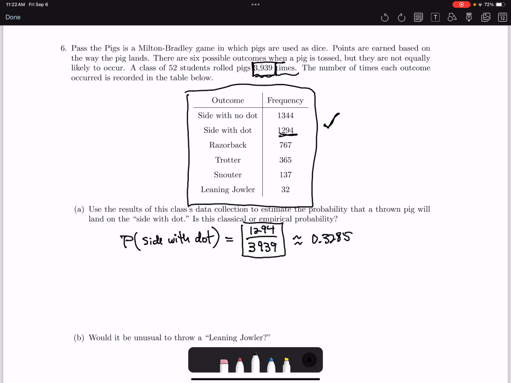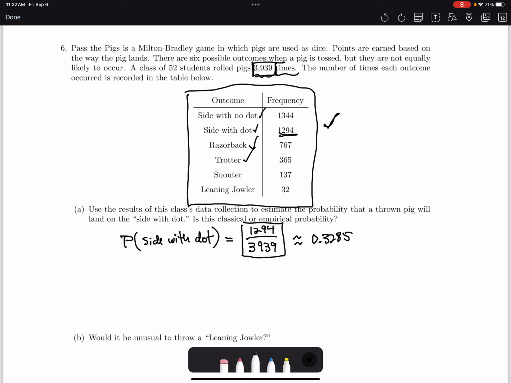There are 2 sides that the pig could land on, and so they put a dot on one side to distinguish between them. So you've got side with dot, side without dot. Razorback is if the pig lands on its back with all four of its hooves up in the air. A trotter is when the pig lands on its feet. So that's got to be fairly infrequent, right? A snouter is even worse.